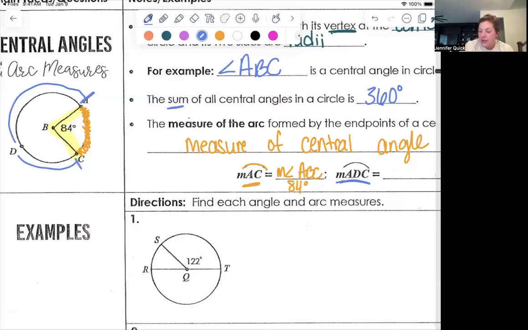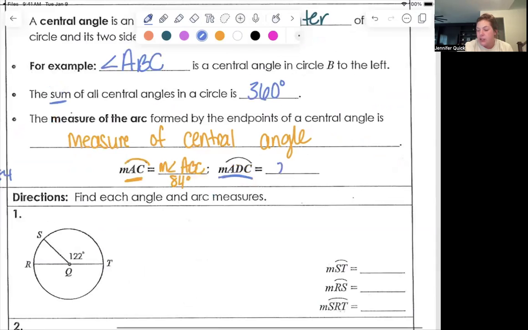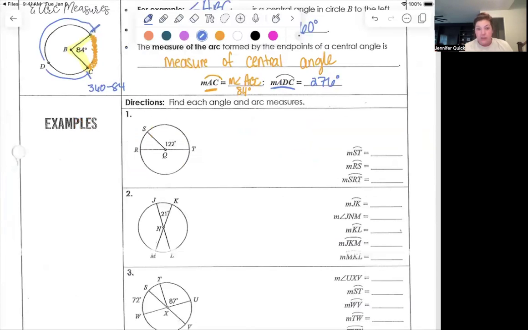And so what would I do? I would take 360 and minus 84 from it. So if I got my handy dandy, so 360 minus 84, sorry, I got distracted. That would be 276 degrees. Okay, so that's really all you need to know. 360 is a circle. The central angle is the measure of the arc.